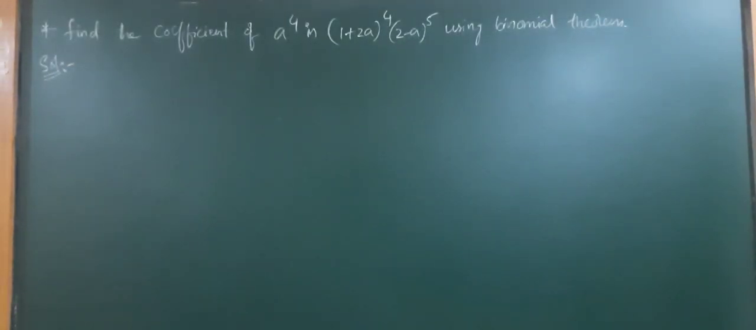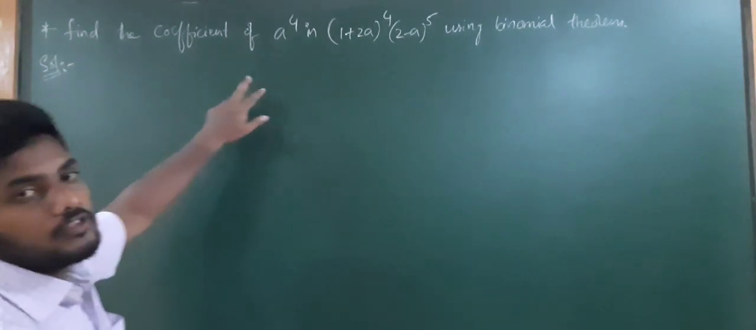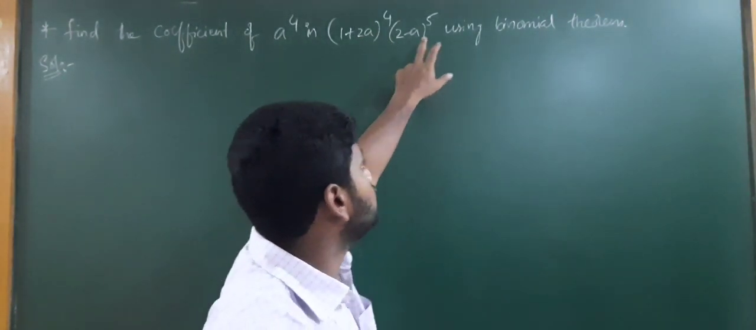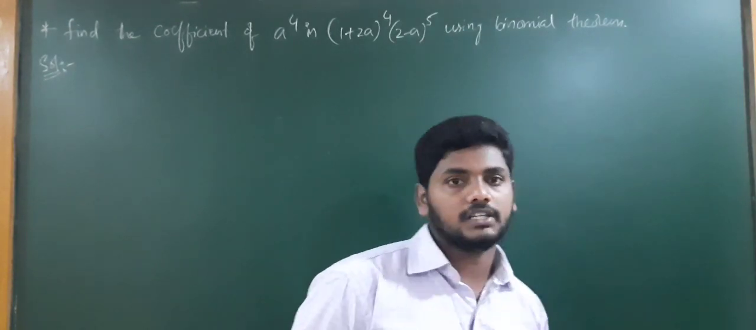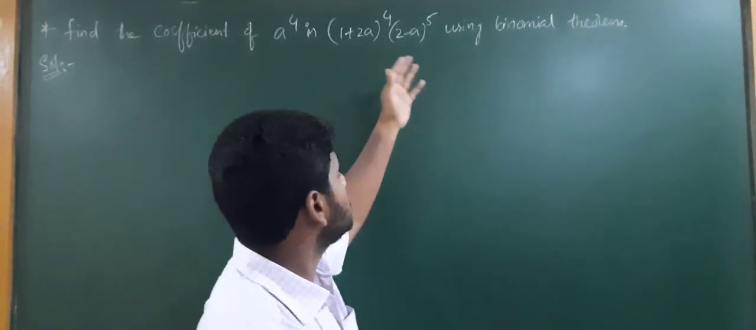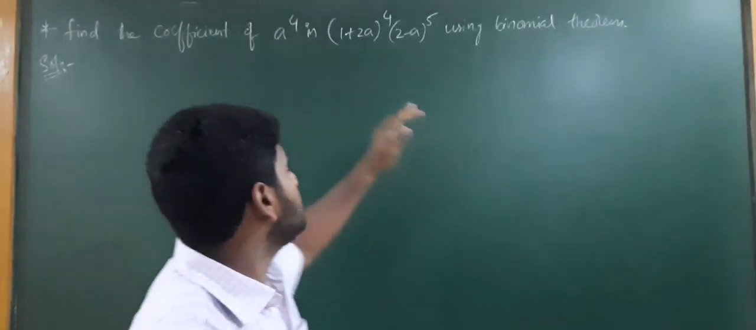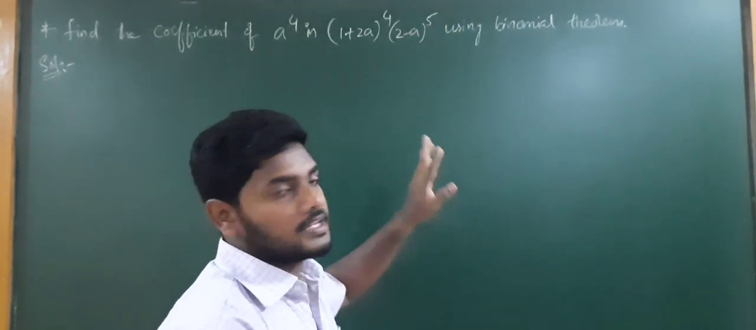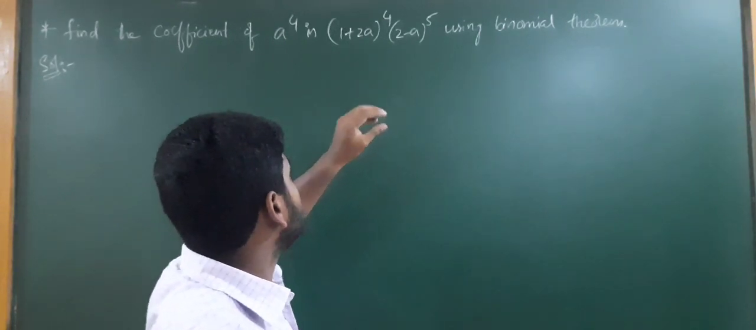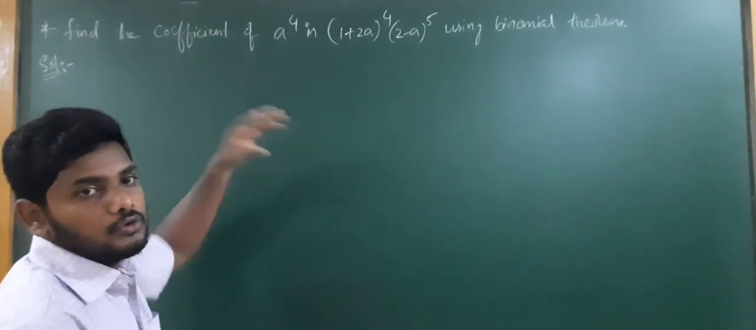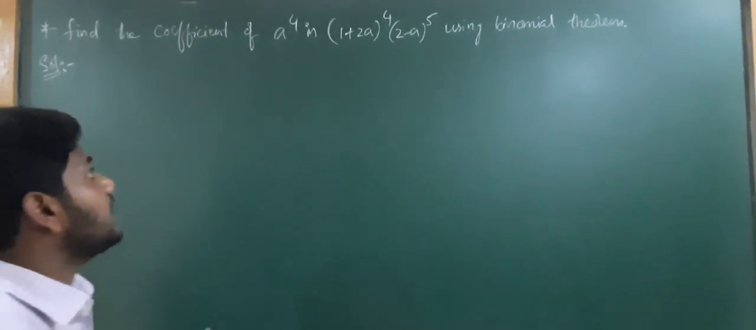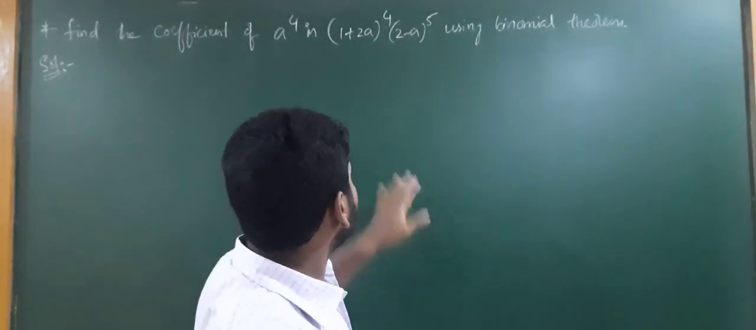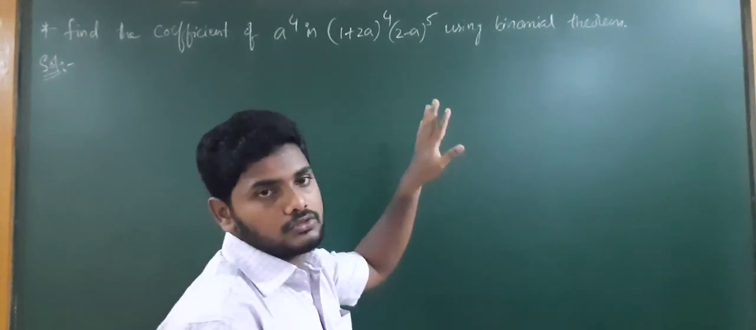Next question. Find the coefficient of a power 4 in 1 plus 2a whole to the power of 4 into 2 minus a whole to the power of 5 using the binomial theorem. See, if they did not say to use the binomial theorem, we would simply apply the formula of whole to the power of 4 into whole to the power of 5. After multiplying you will get the term a power 4, and in that we need to take the coefficient. But they asked us to find it by using the binomial theorem. See, by using the binomial theorem, at that time we cannot find those two.